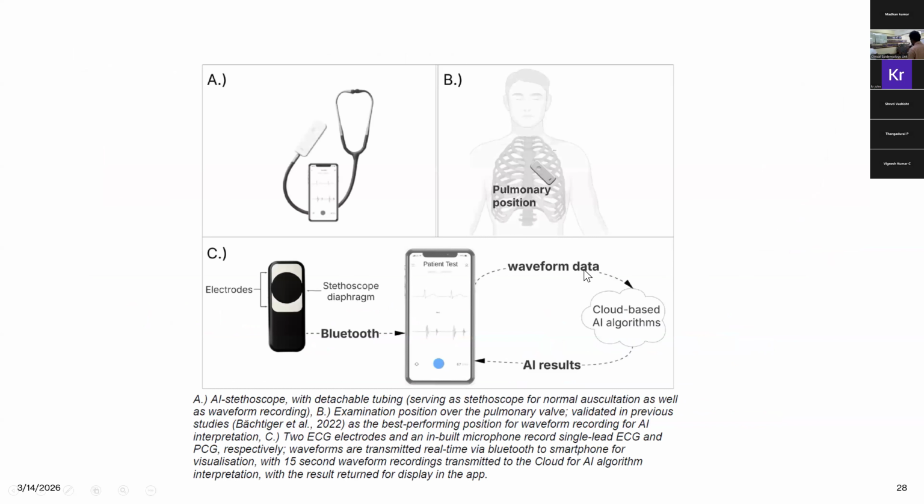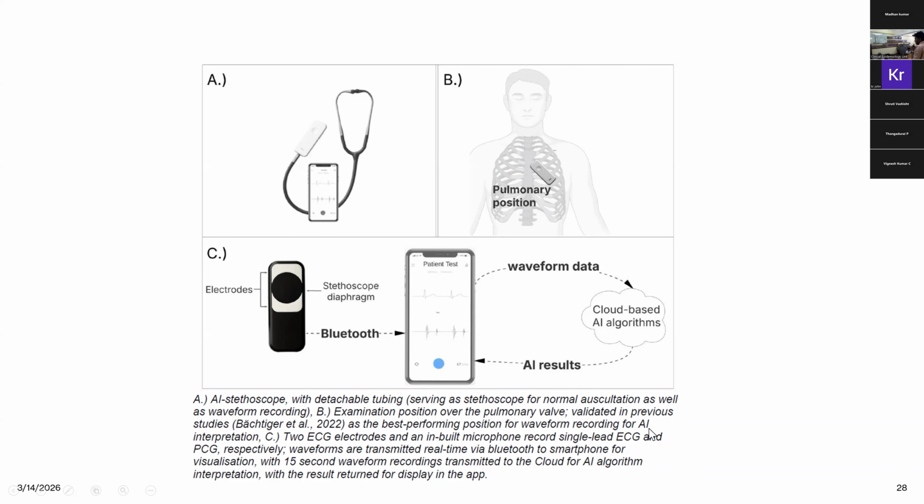So a brief introduction about how the AI-based stethoscope works. This is the AI-based stethoscope which was used in clinical practice, and it is connected to the participant's smartphone using Bluetooth, and the phone in turn is connected to a cloud-based AI algorithm. The user of the stethoscope is supposed to keep the diaphragm of the stethoscope in the pulmonary position, and the stethoscope should be kept in place for about 15 seconds. And the 15 seconds should have proper ECG recordings and phonocardiogram recordings documented.